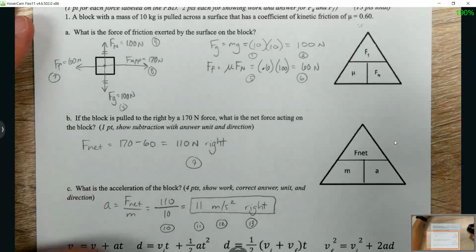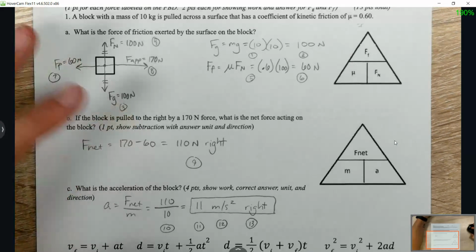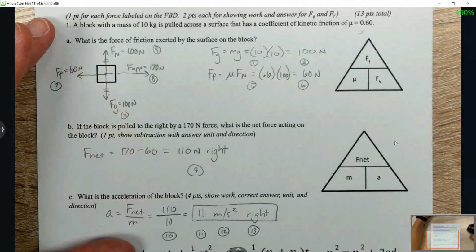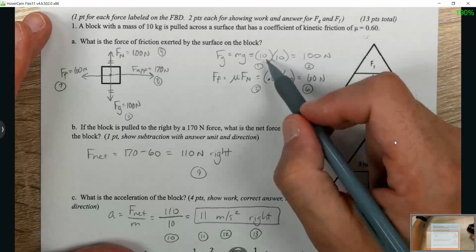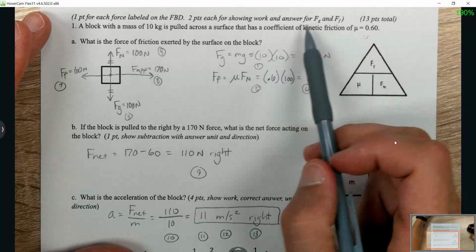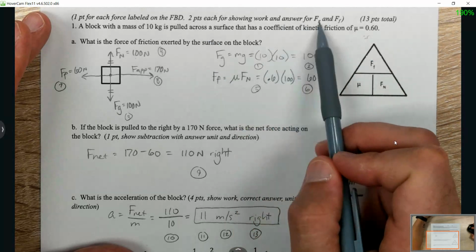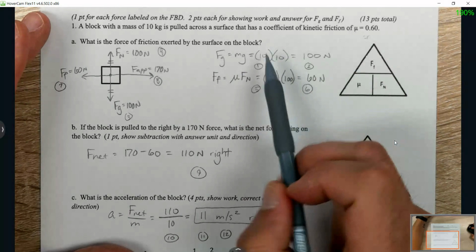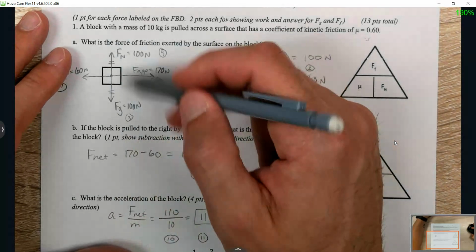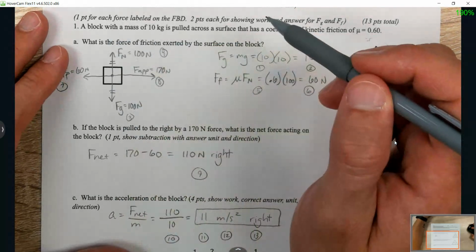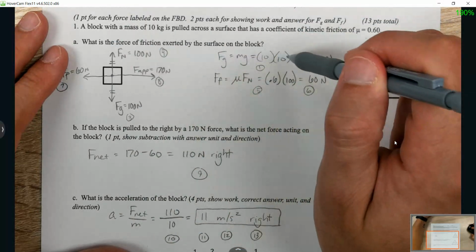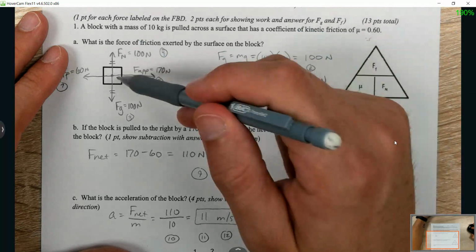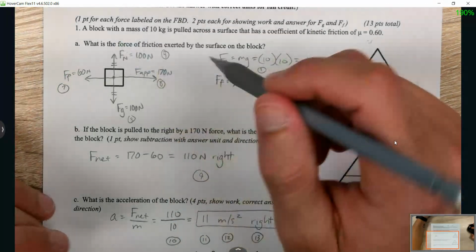So this one was your biggest one. It's worth the most points. So you're going to, again, Fg is equal to m times g. 1, 2, it tells you right here, 2 points for showing work and answer for weight and friction force. So you're going to do that. 1 point each for labeling all 4 forces that are on there. So we're doing mass times gravity, get 100. First and second point, draw it down, draw it up, 4 points, boom.